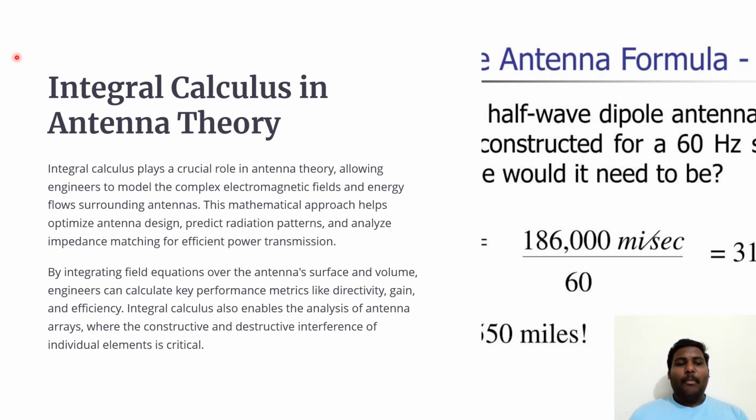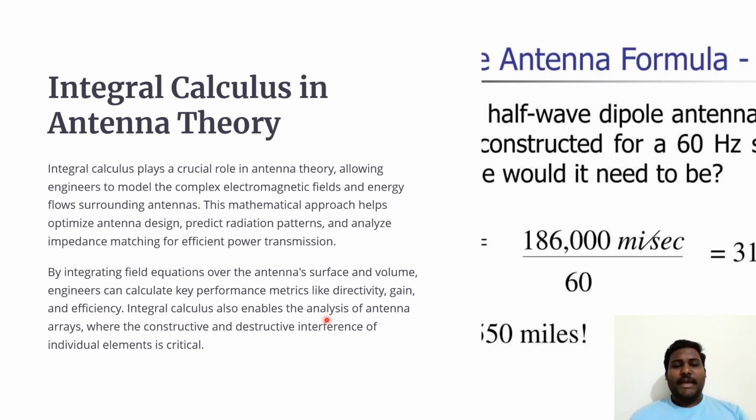Here the impedance means the opposition to the electric current which is going on. That helps in matching it and ensuring the electric power transmission. By integrating field equations over the antenna's surface and volume, engineers can calculate key performance parameters like directivity. Means by these calculations, they can make sure that the radiated waves can give this much measurement through the radiated signals, as you can see here. And the directivity, gain, and efficiency.